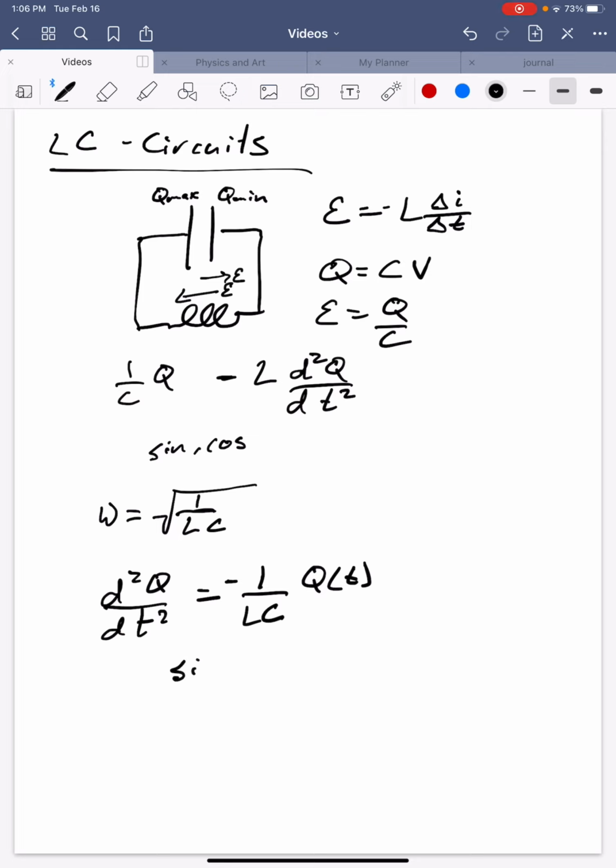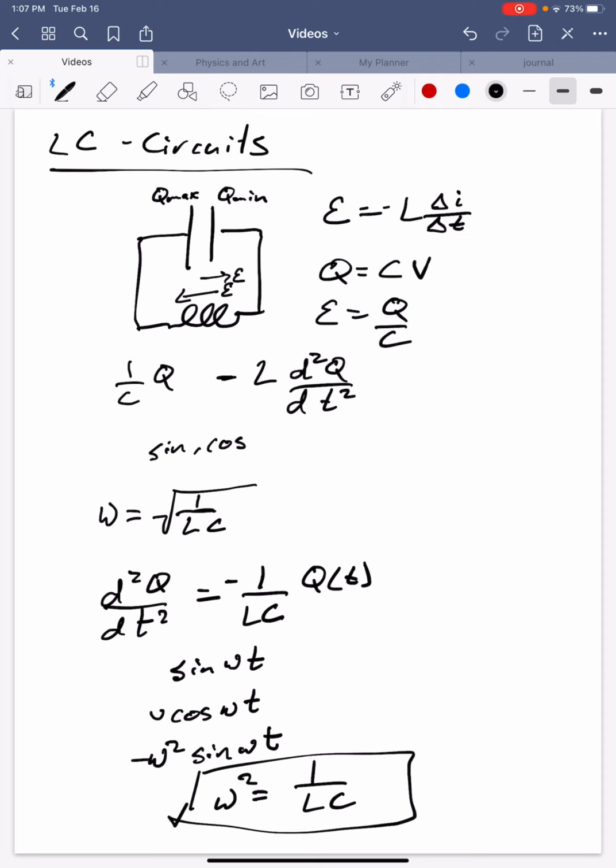And if I think about sine, for example, its first derivative is cosine, and I would have an omega. And its second derivative would be minus omega squared sine omega t. So I can match here these omegas, and I get that omega squared is equal to 1 over LC. And that's how I end up with this relationship. And that's why I have sines and cosines as the way my, in this case, Q changes. So that means that if Q looked like sine, I would look like omega cosine.